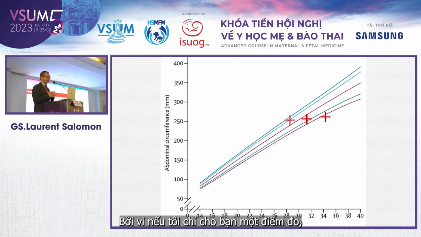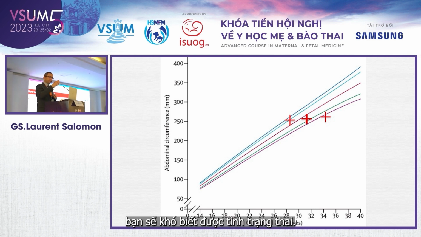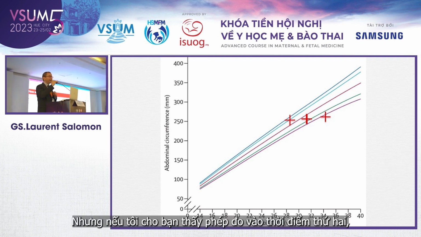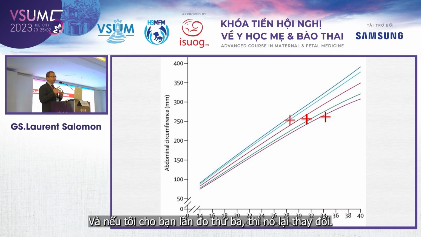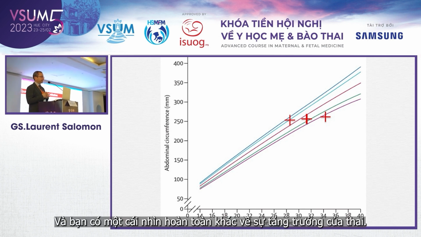Because if I give you only that point, only that measurement, you have a small idea of how the baby is doing. But if I show you this second measurement, this second point in time, then it gives you a completely different interpretation. And if I give you a third measurement, then it changes again, and you have a completely different picture of how this baby is growing.